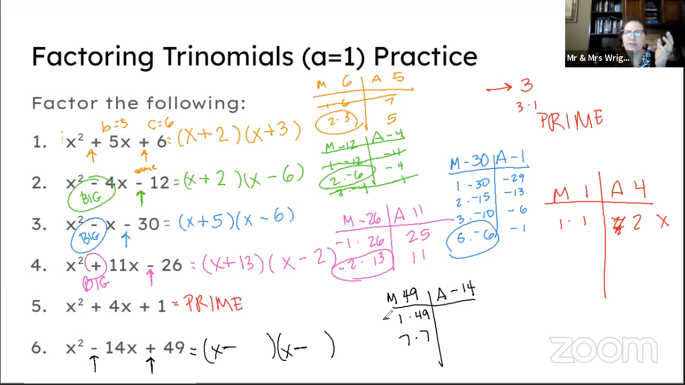And I know that they both have to be negative. Negative and negative, negative and negative. All right, so when I add these, negative 1 plus negative 49, negative 50. Negative 7 plus negative 7, negative 14. Right, here's my answer. Negative 7 and negative 7. So there you go. Factoring made easy for trinomials where the leading coefficient, or a, is equal to 1.